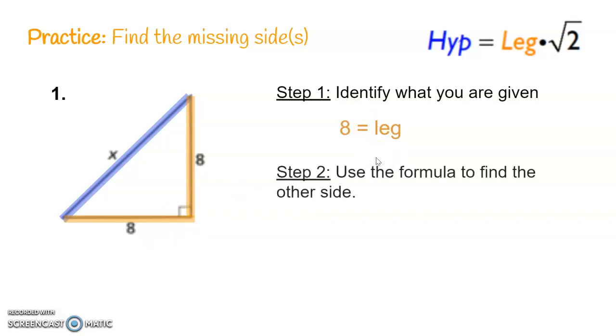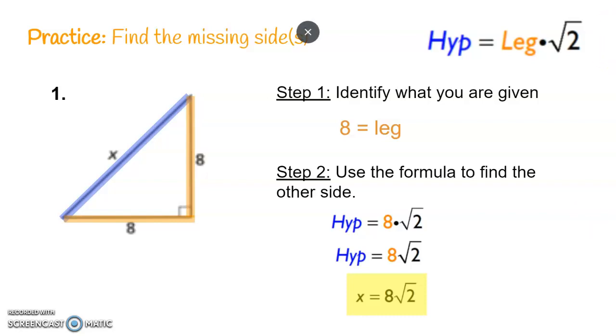The next thing that you're going to use is the formula at the top right corner, and plug in what you know. Because the leg had a length of 8, instead of writing leg, I'm going to replace it with an 8. Guess what? My hypotenuse is just equal to 8 times the square root of 2, or 8 root 2, and I'm done. Saves so much time from using the Pythagorean theorem.